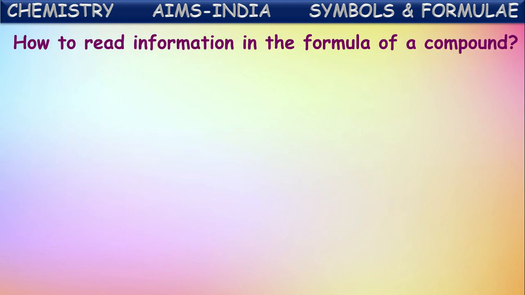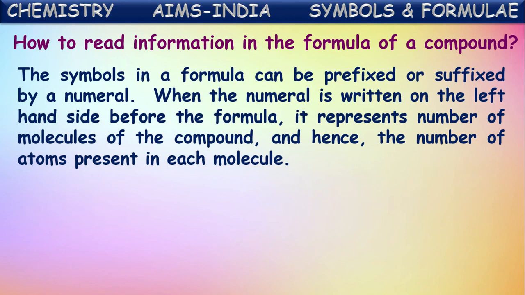So how do we read the information from the formula of a compound? If a formula is given, what information can we read from that formula? Let us see that here. The symbols in a formula can be prefixed or suffixed by a numeral. When the numeral is written on the left-hand side, that means before the formula, it represents the number of molecules of that compound and hence the number of atoms present in each molecule.